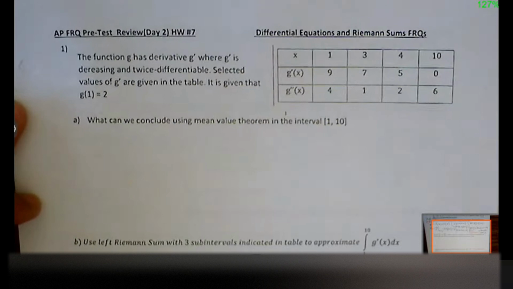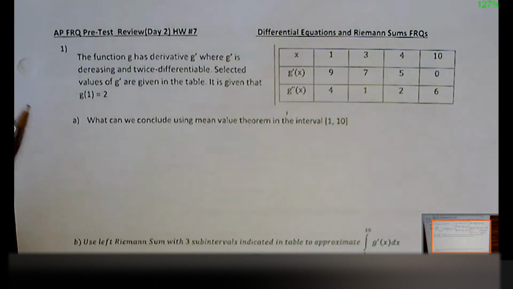All right, so here's number 1. Function g has a derivative g prime, where g prime is decreasing and twice differentiable. Selected values of g prime are given. What can we conclude using mean value theorem on the interval from 1 to 10?